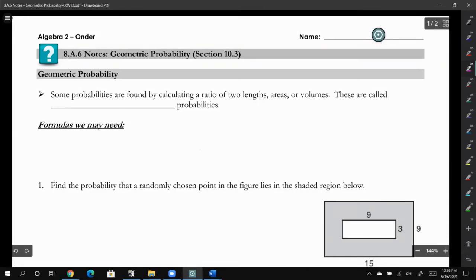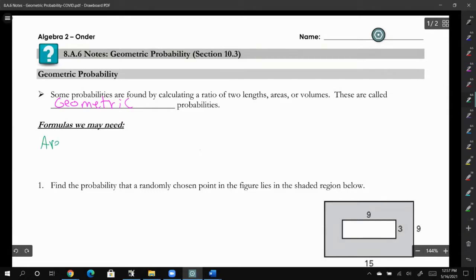The last type of probability that we're going to be looking at is called geometric probability. Geometric probability is calculated by looking at the areas of shapes, using the length or width or other formulas to calculate area. So these are called geometric probabilities. And here are some formulas we might need.